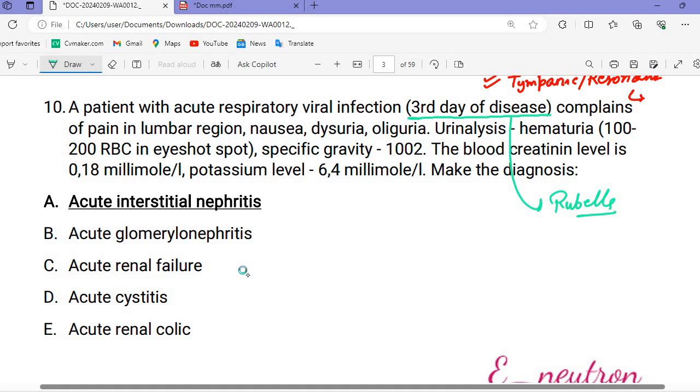So remember the rubella. The complaints are pain in the lumbar region, nausea, dysuria, oliguria. Urine analysis shows hematuria. Specific gravity, blood creatinine levels, and potassium level make the diagnosis. So if you are getting hematuria or oliguria in the questions, all these are symptoms of interstitial nephritis. So let's discuss what interstitial nephritis is.